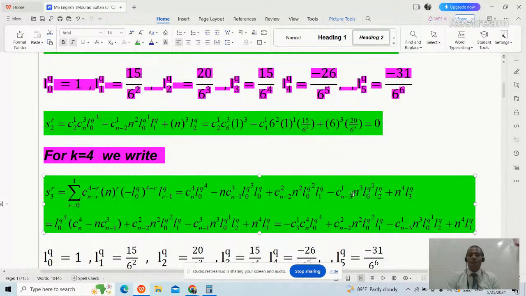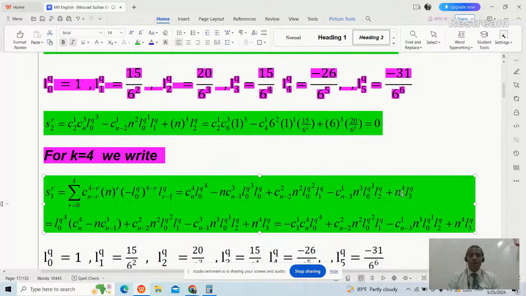Now, learners, the last term is when r equals 4: 4 minus 4 is 0, the combination n minus 4, choose 0 is 1, times n raised to the power 4.